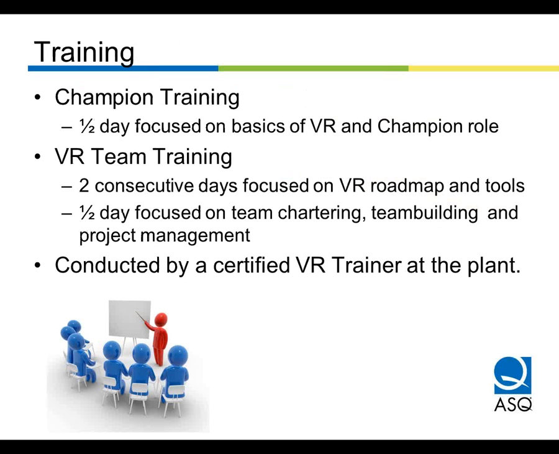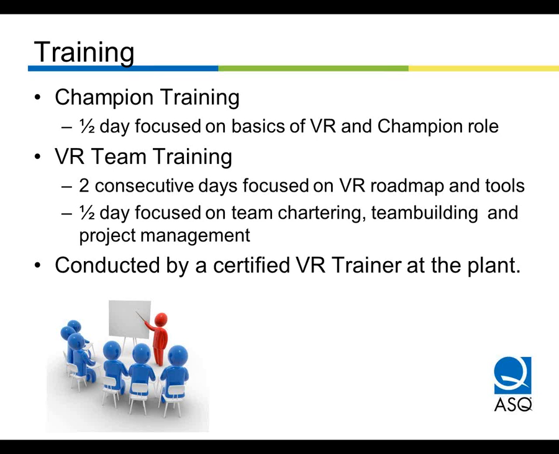Training was another key element that was done at the champion level and the team level. Champion training was a half-day focused on the basics of variability reduction and the role of the champion in supporting the team. The champions were taught the roadmap and the basics of each of the tools so that they knew how to ask the right questions and support the team and break down barriers for the team.